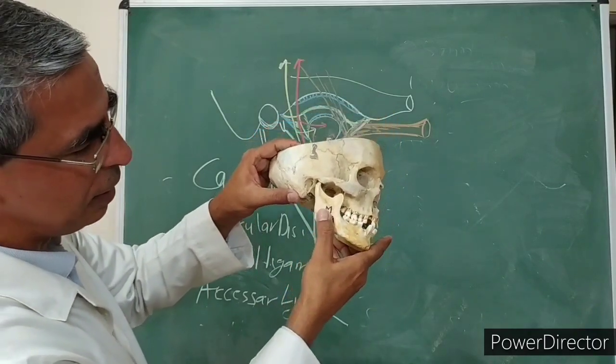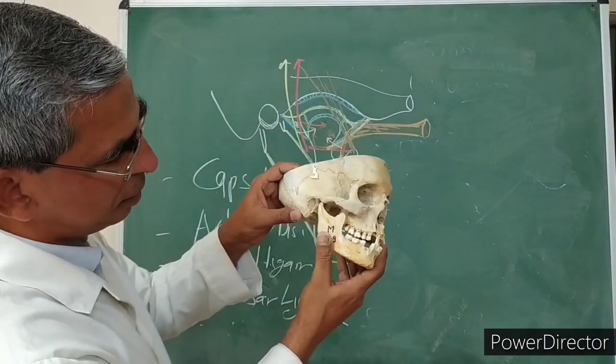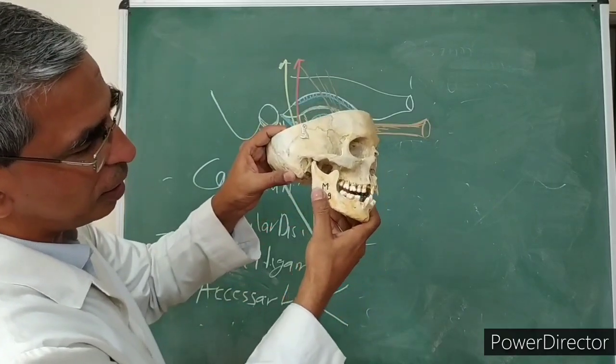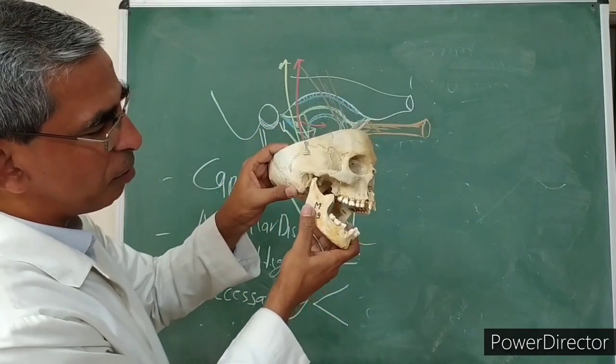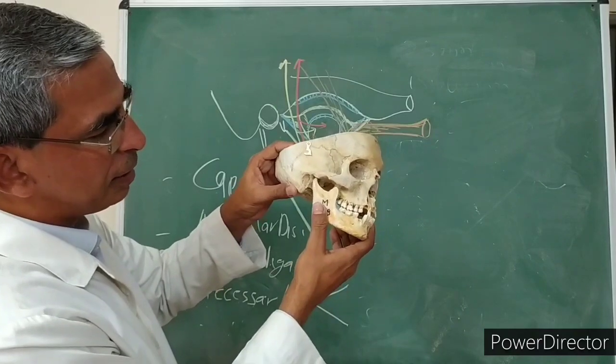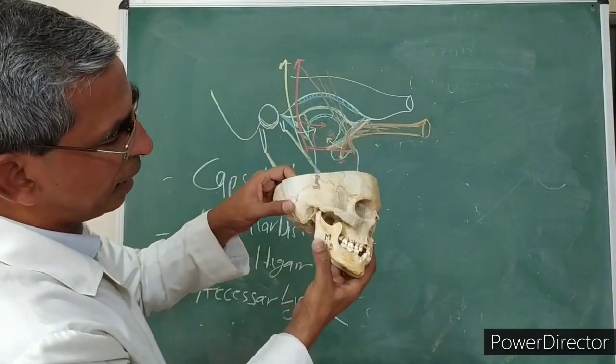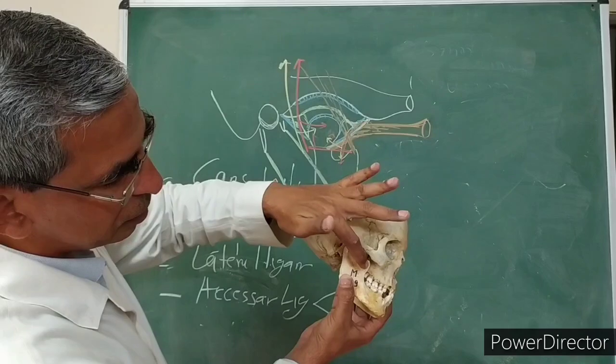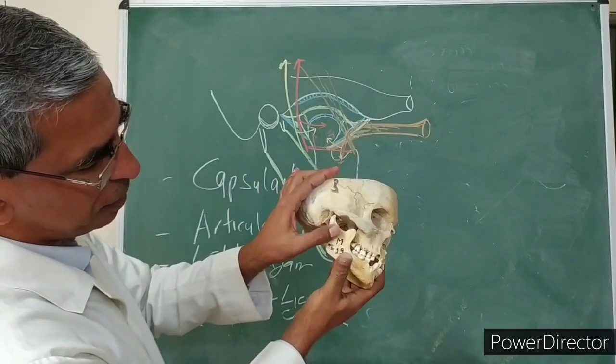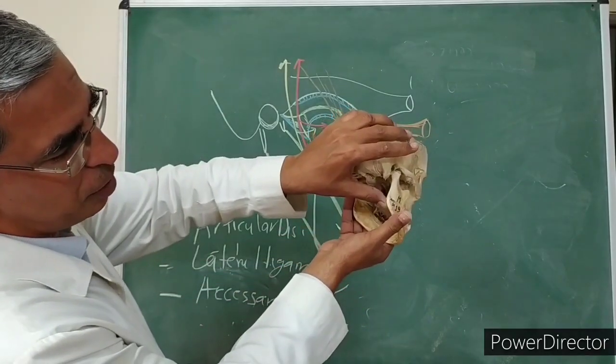Clear? So this is the typical opening of the mouth. Now what about the elevation movement? Elevation is done by three muscles: the temporalis muscle, the masseter muscle, and the medial pterygoid muscle.